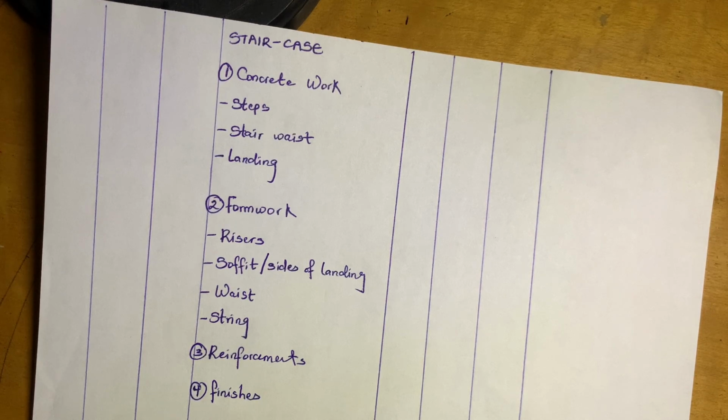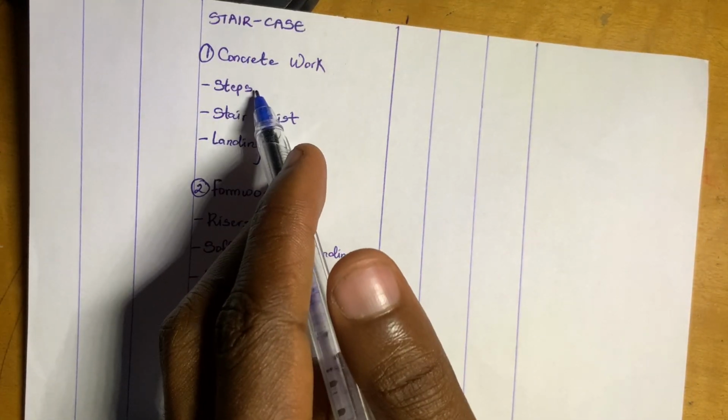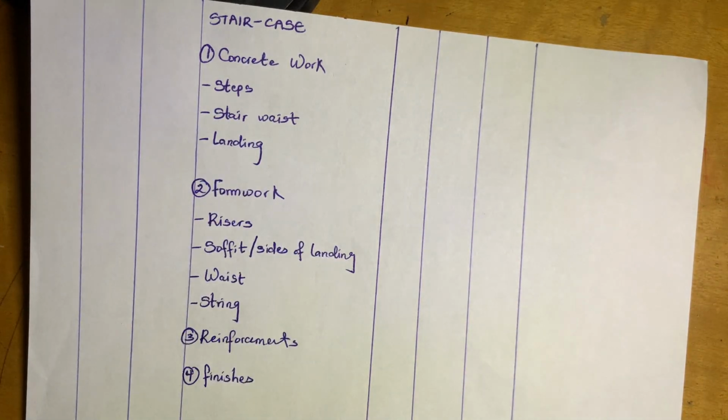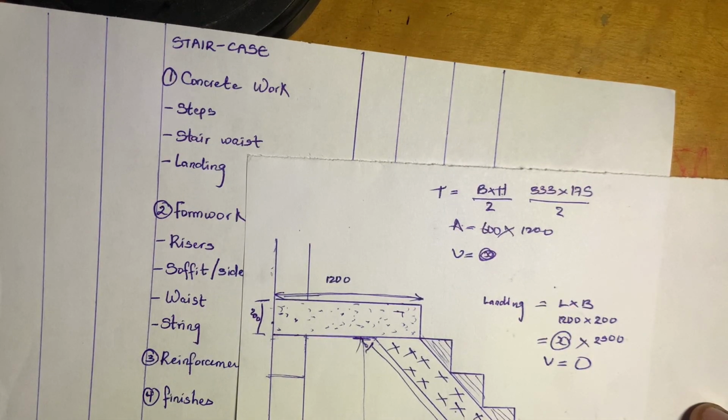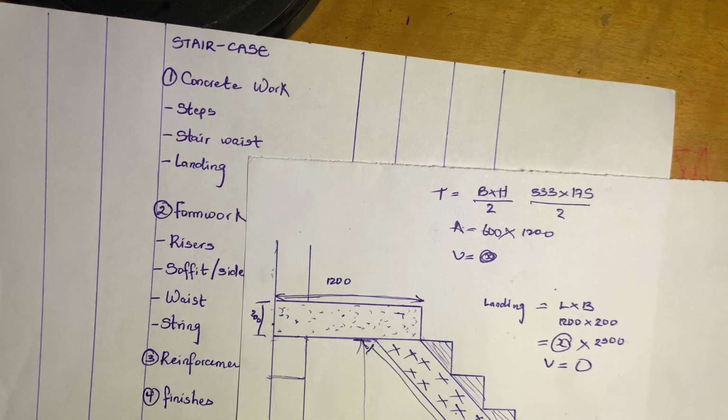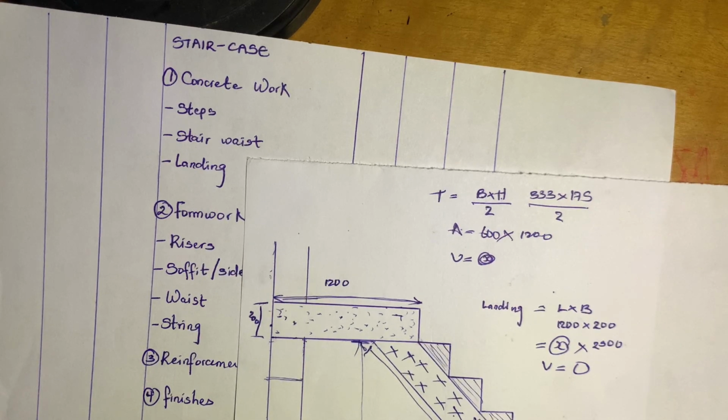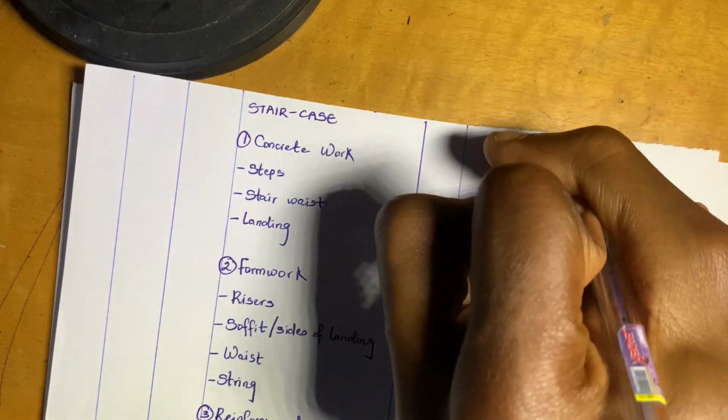So the first thing we're going to be calculating for the concrete works now, as stated here, would be the steps. Now to calculate for the steps, I've already broken everything down. So if you look at this, we said that the area of our step is base times height all over 2, and we stated that our base would be the thread, and our height would be the riser. So this is how you book for your step.